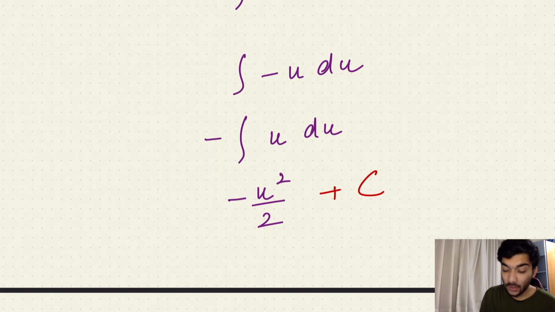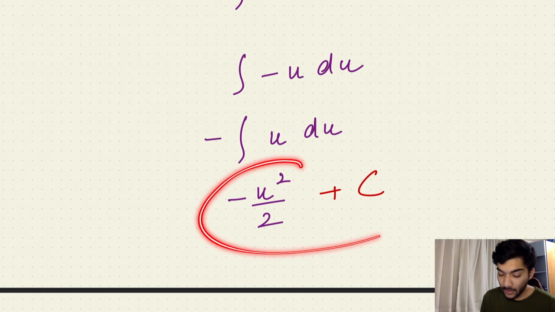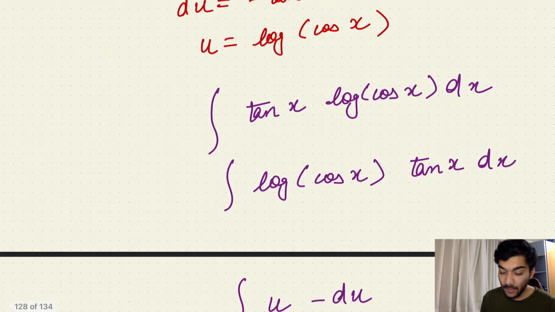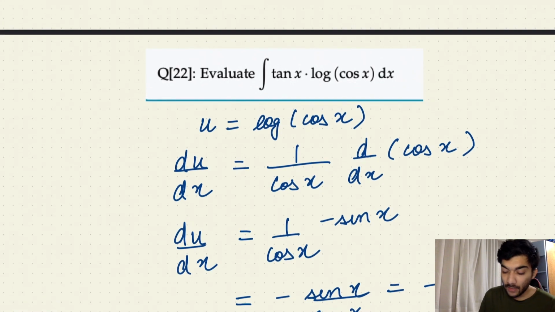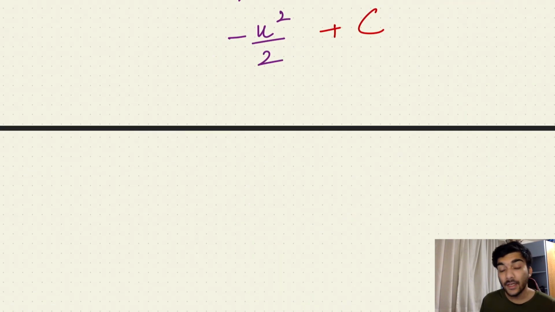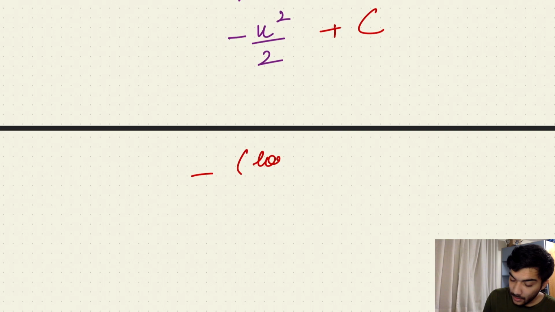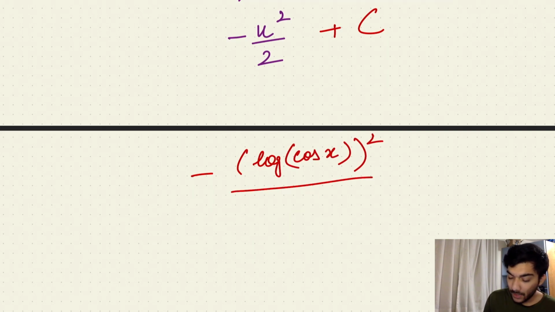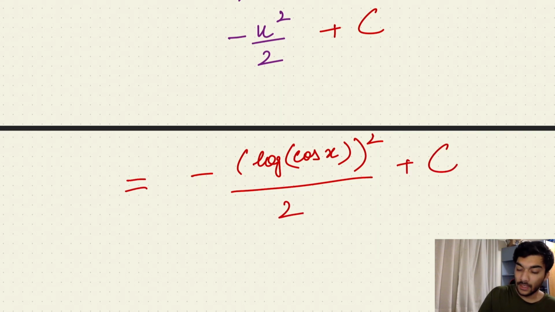But the question is not solved yet. You have represented your answer in terms of u, but we didn't have any u in our original question, right? We had everything related to x, so we'll have to shift everything from u back to the x expression. And since in our original expression our u was log of cos of x, we'll have to convert every occurrence of u with log of cos of x. So your final answer would be minus of log of cos of x square upon 2 plus the constant of integration.